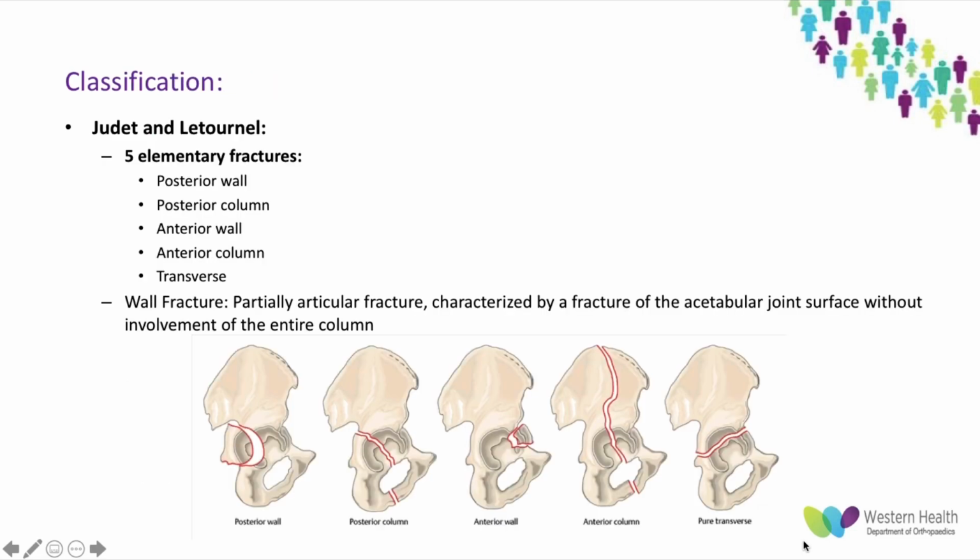So the classification of acetabular fractures, the most common classification, is the Judet and Letournel classification. It is composed of 5 elementary fractures and 5 associated fractures. The 5 elementary fractures are the posterior wall, the posterior column, the anterior wall, the anterior column, and transverse fractures. A wall fracture is defined as a partially articular fracture, which is characterized by a fracture of the acetabular joint surface without involvement of the entire column.